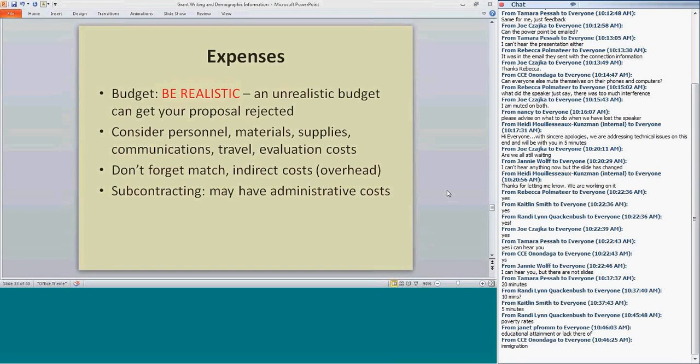Just going back to expenses as you're writing a proposal, be realistic. In reviews of proposals, proposals that have not had a realistic budget have been rejected for that reason. We've said, this is a great project, but there's no way they can do it on the budget that they've proposed. It just doesn't make sense. Consider all of the different aspects of what goes into your project. There's a list of some of those: personnel, materials, supplies, communications, travel, evaluation costs, and you really want to be detailed.